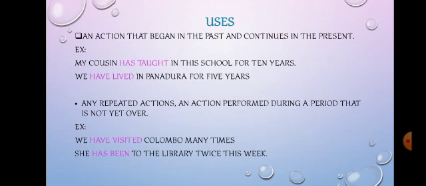Example, see the second sentence, right? She has been to the library twice this week. So when you want to talk about an action that is happening during a time period that is not yet over, just imagine from Monday. Now let's take this week. This week starts from Monday and finishes at Sunday, right?